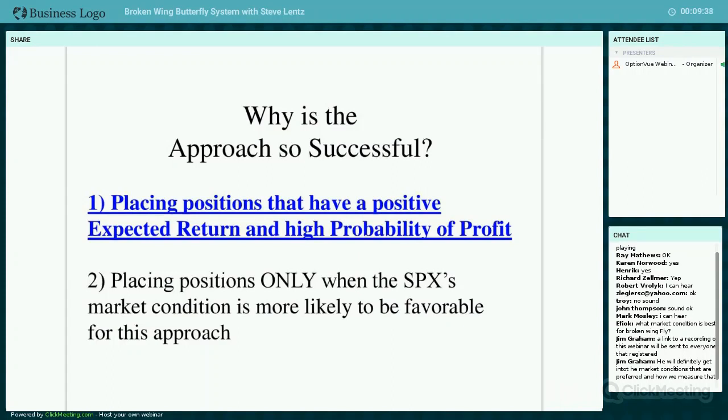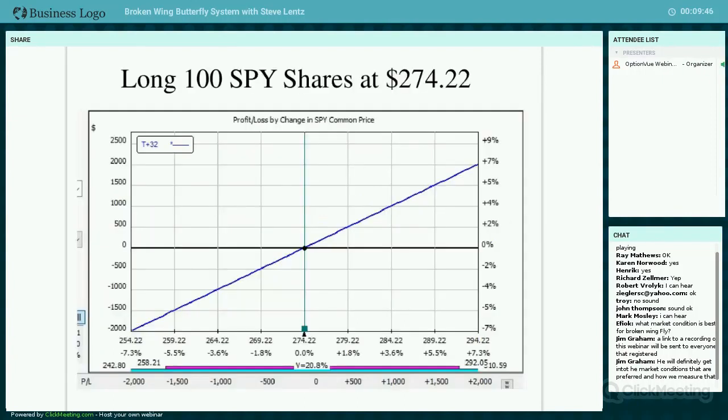First, the approach works because we're placing positions in such a way that the expected return is positive and you have a high probability of profit. And to understand this, you really have to go down the road of understanding these risk graphs. I'm assuming many of you know how to read these. I'm assuming also there are some that don't. You're just beginning in options perhaps, but let me just review this graph very quickly.